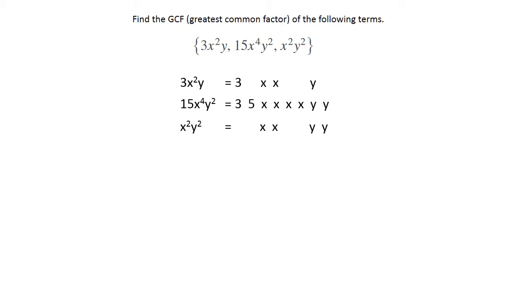Now we're going to look and see what all 3 terms have in common. There's one x, there's another x, and there's a y that all 3 terms have in common. So if we multiply the 2 x's together, that's an x squared, and then there's just one y. When we put the x squared y together, that is actually our greatest common factor.